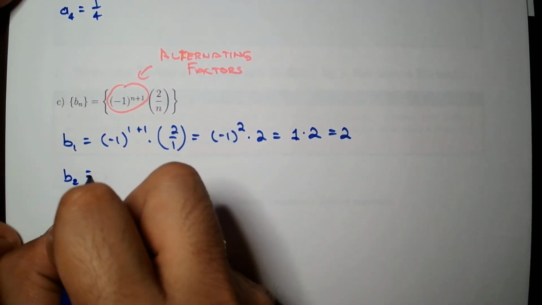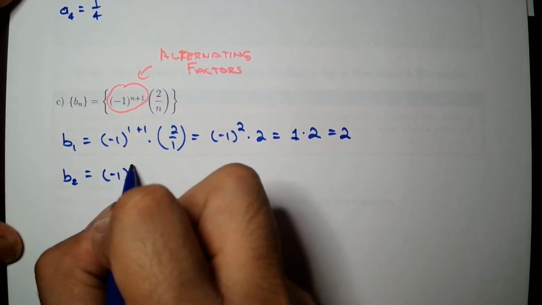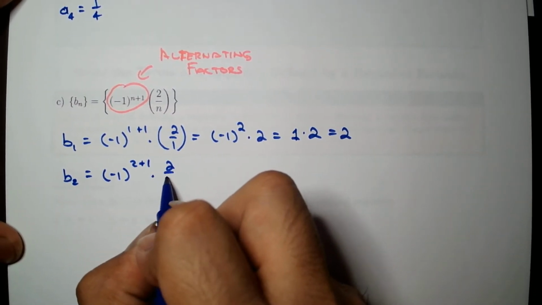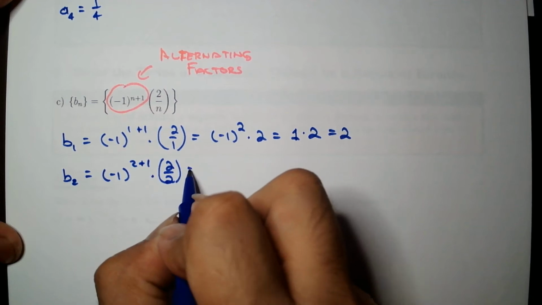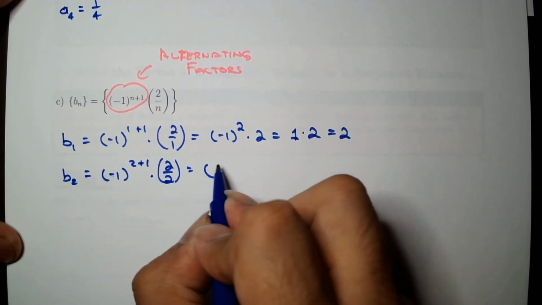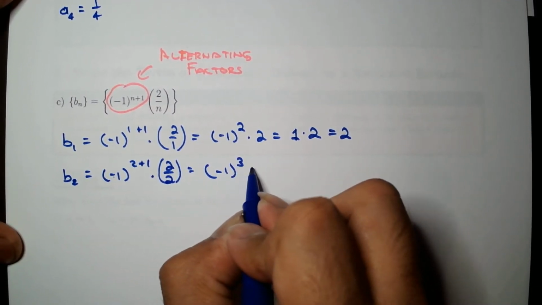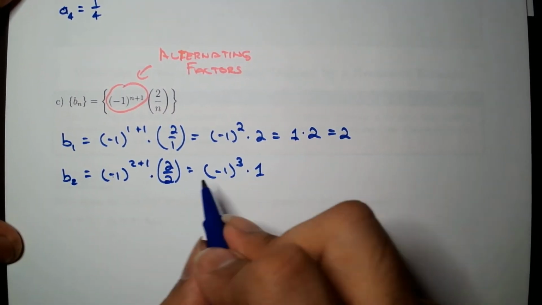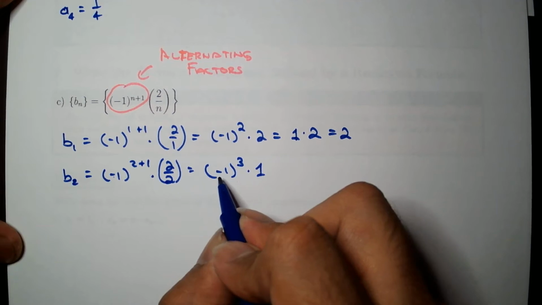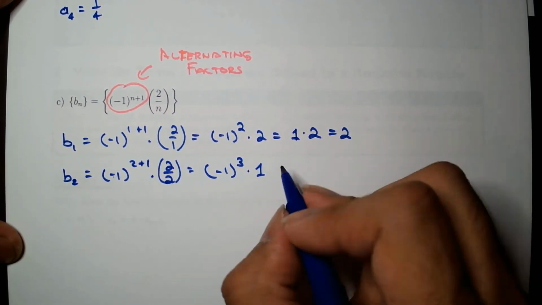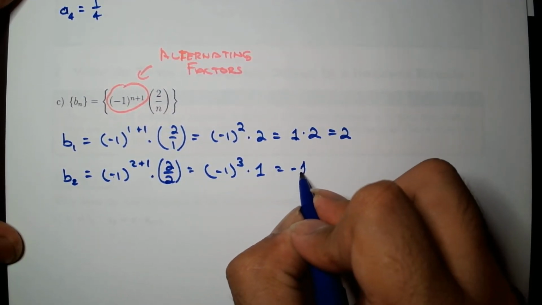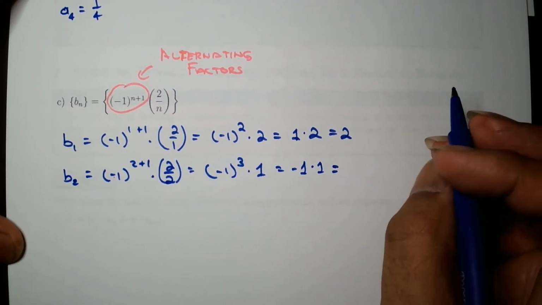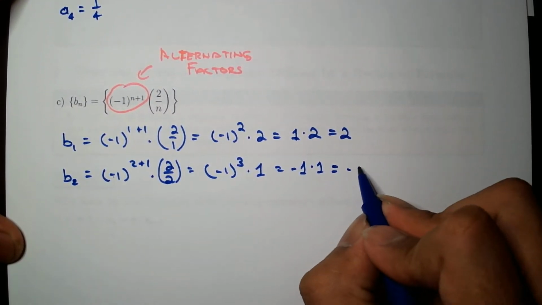B sub 2. That's -1 to the 2 plus 1 times 2/2. In this case, we're going to have -1 to the 3rd power times 1, since 2/2 is 1. And -1 cubed, this -1 being raised to an odd power, is going to turn into -1 times 1. That's -1.